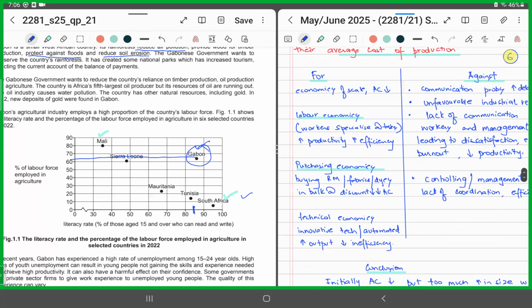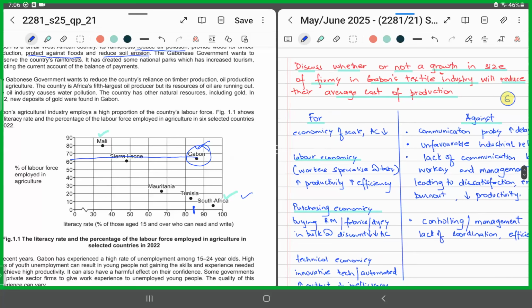You can say that yes, increasing the size of firms in Gabon's textile industry might reduce the average cost of production because it would cause economies of scale, right? So the cost per unit of output would fall. It would yield labor economies. What is labor economy? That means that each worker would specialize in a particular task, thereby increasing productivity. Output per person would rise, leading towards efficiency.